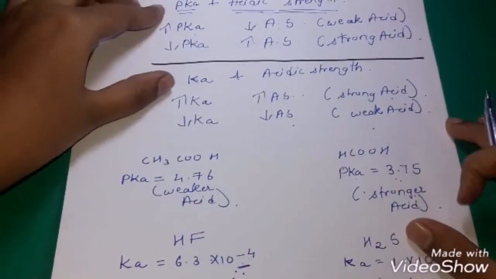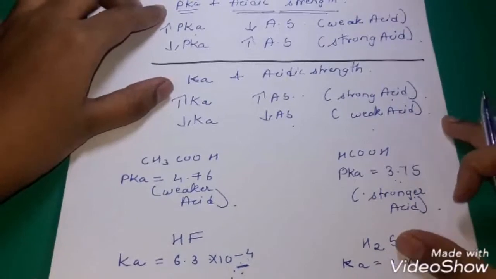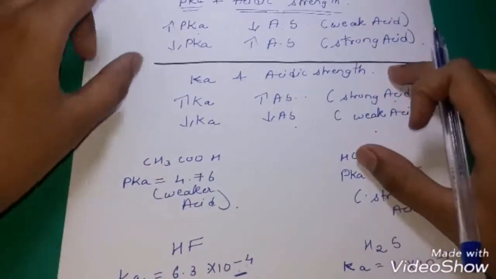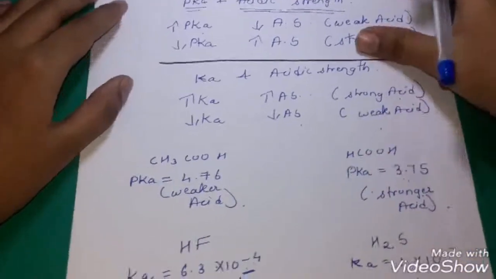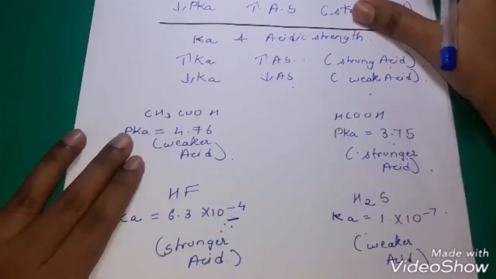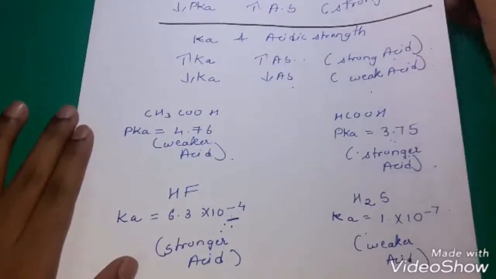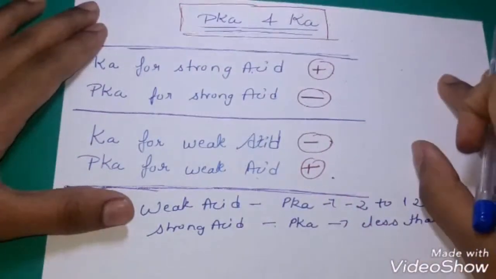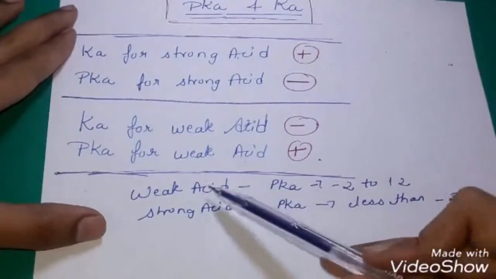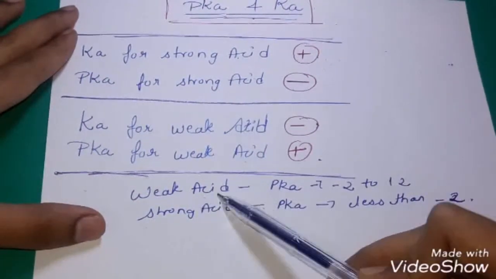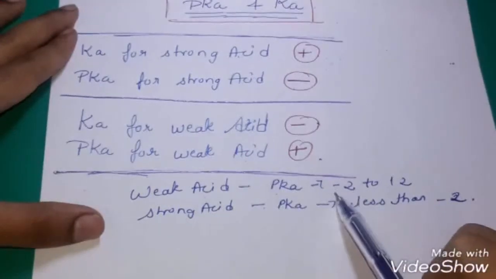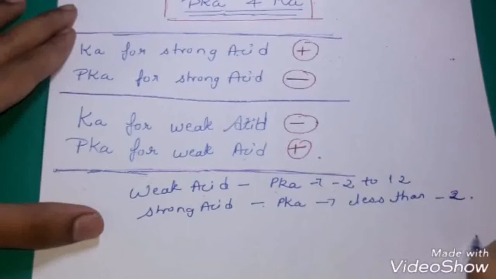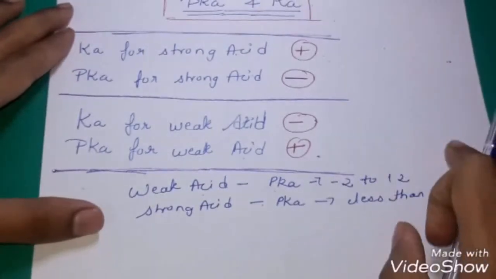I told you that this concept is important. If you understand this, you can solve any problem. So these two are important. I gave some examples. We studied this. I told you that this is also one thing which you should remember. And then for weak acid, pKa is always between -2 to 12, and for strong acid, pKa value is always less than -2. So here I finished my video.